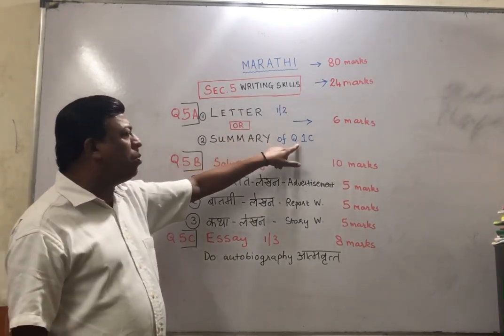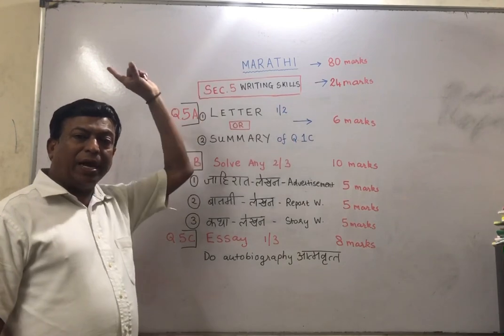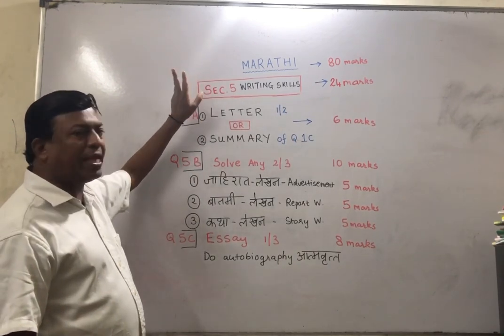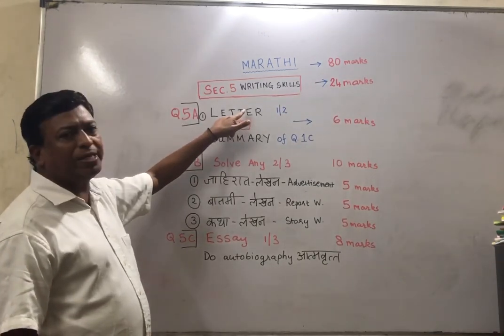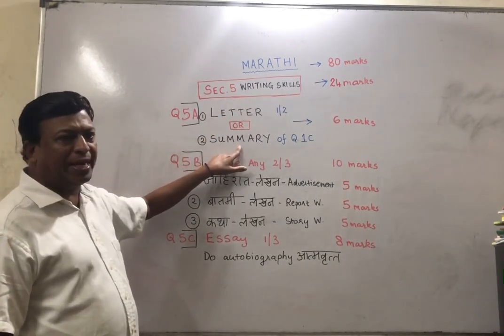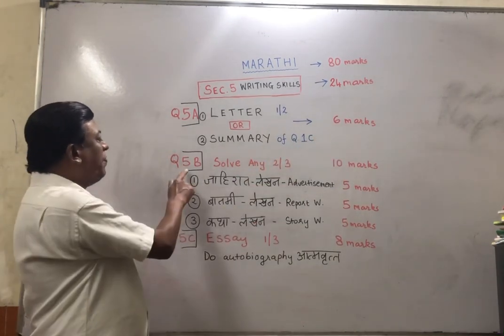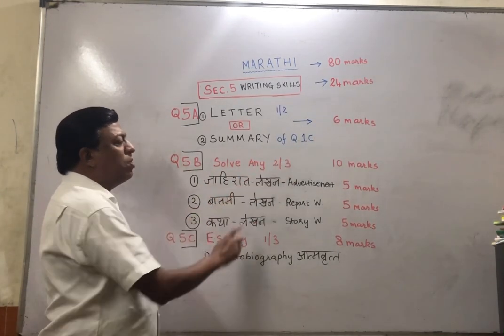Summary writing you have to do of question number 1c. That unseen passage which you had in question number 1c after the 2 seen comprehension textual ones. So if you don't understand the letter, then you go for summary writing. And that carries 6 marks. Then comes 5b, solve any 2 out of 3, 10 marks.